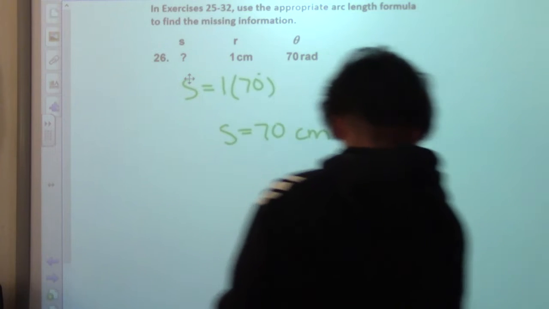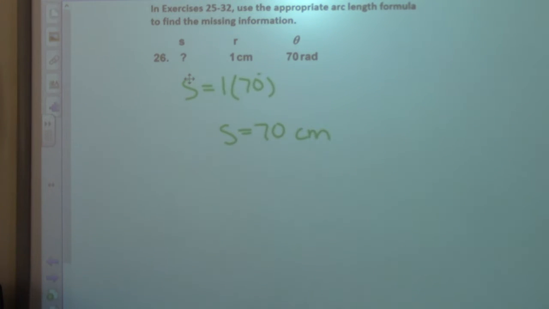Okay, so John is using the arc length formula. Multiply those together, gets an arc length of 70 centimeters. Does everybody see that pretty well? Okay, good. Thank you, John. Good work.